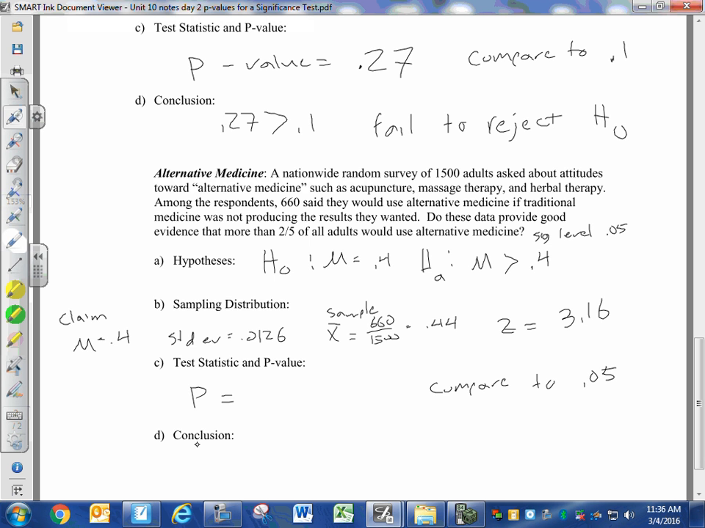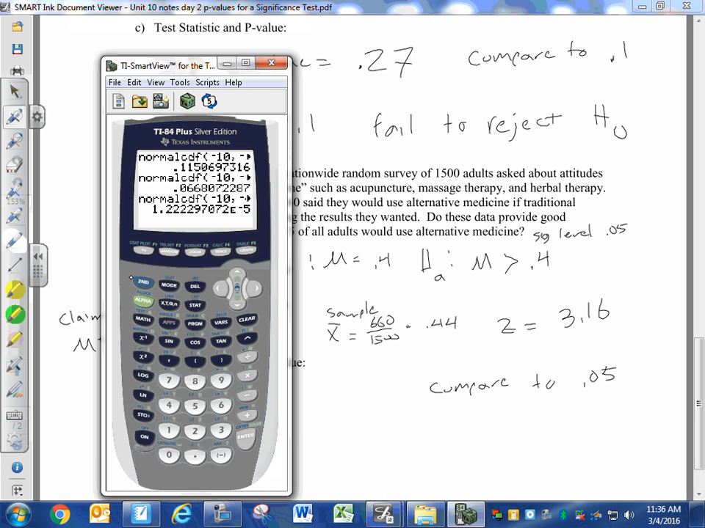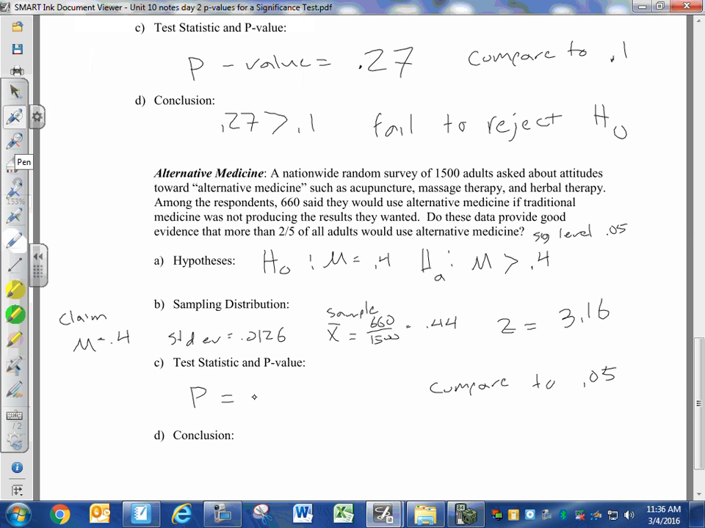We find the p-value. Normal CDF. Now we have a positive z-value, so we're going to go greater than 3.16. We're going to go 3.16 to positive 10, and I get this. What's that? 0.0007. Remember, times 10 to the negative, you move the decimal place over that many times. So your p-value is 0.0007. That means there's such a small chance that this could occur that this is not true. Our claim is false.